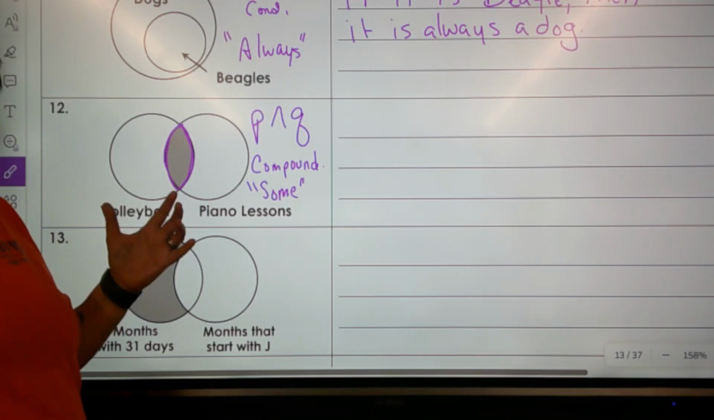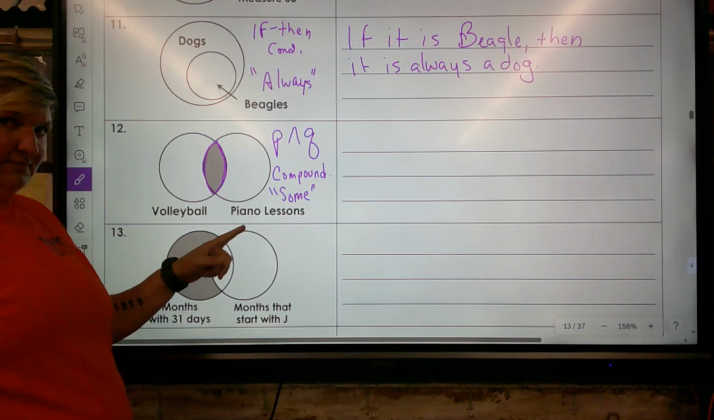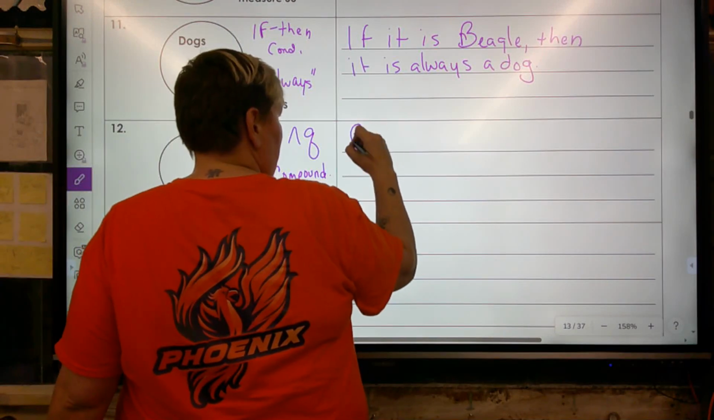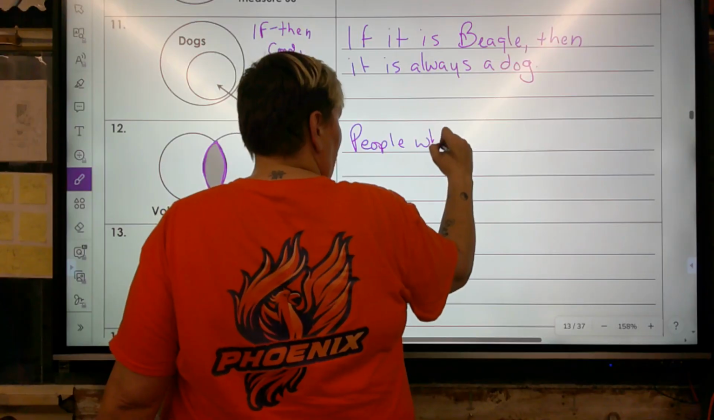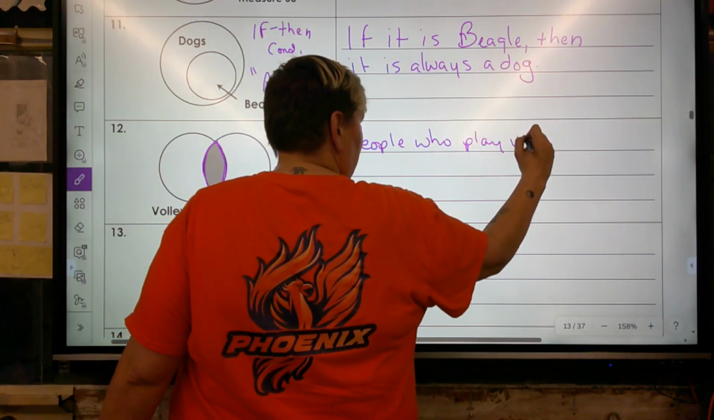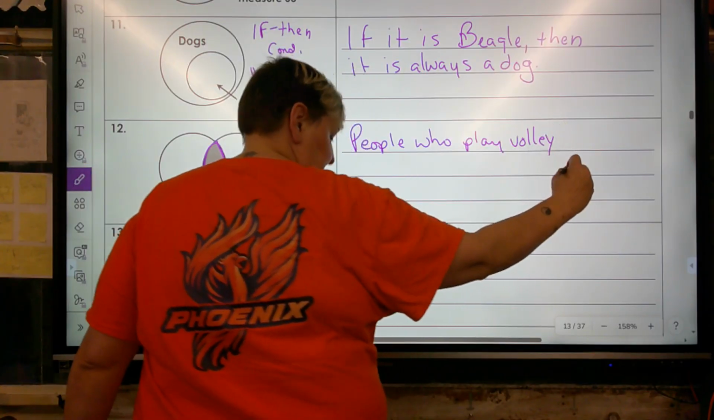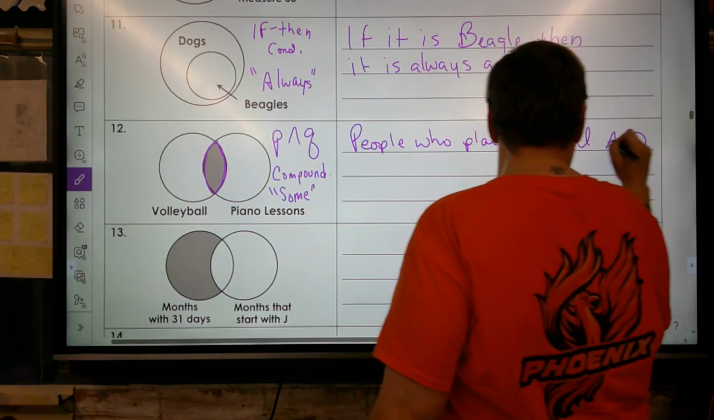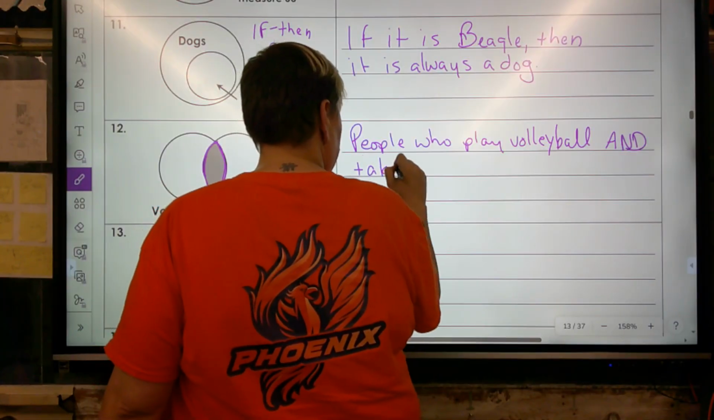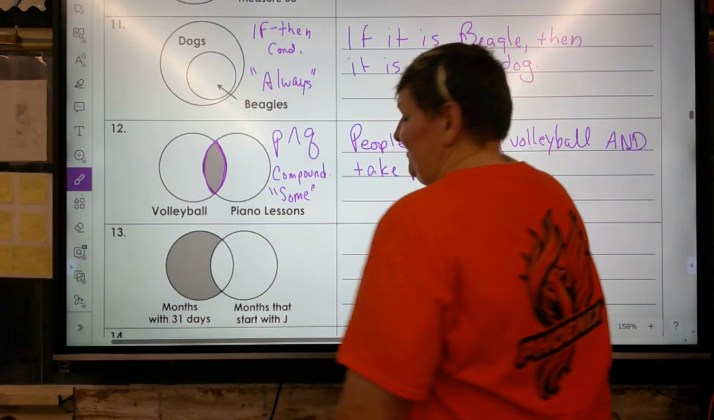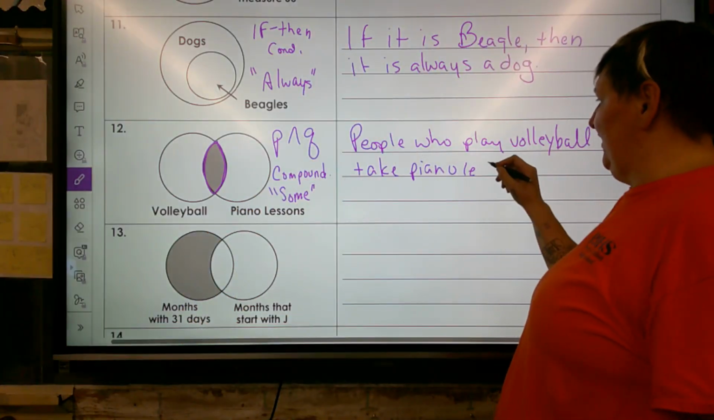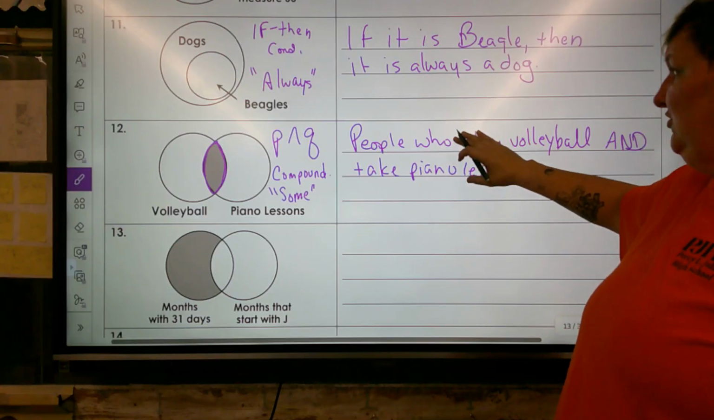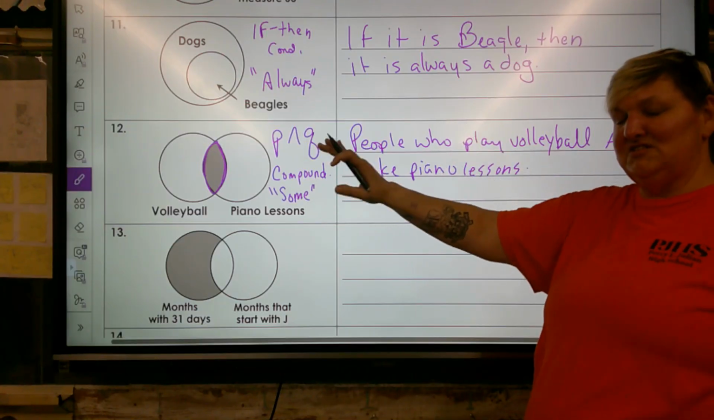You can write it in a way that makes sense as long as it matches your diagram. So, let's see, people who play volleyball and, is your keyword there, and take piano lessons. As long as your sentence matches your diagram, then there's no wrong sentence. You can word this however you want as long as it matches the diagram.